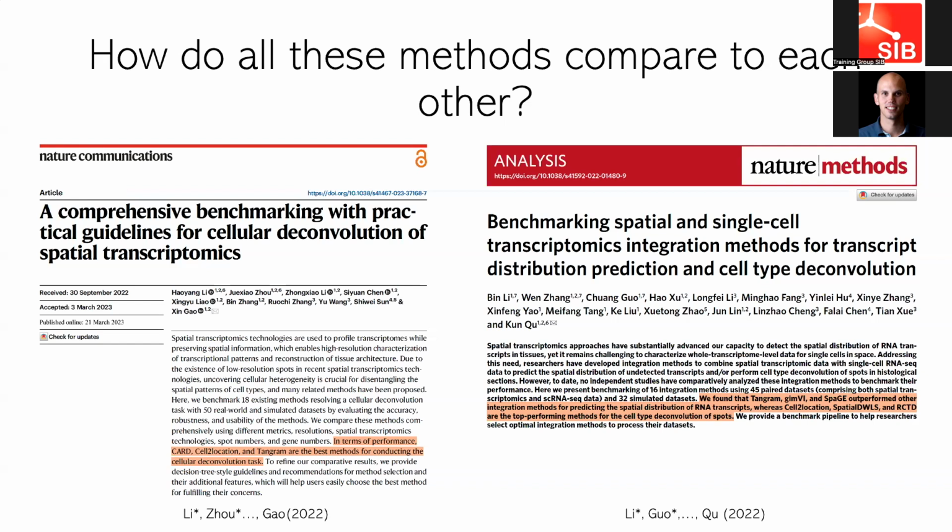Same goes for this paper. Here they did both deconvolution and prediction or imputation, so predicting genes that you haven't measured in space. In this case, Tangram, gimVI, and SpaGE did very well. And in terms of deconvolution, I think it was cell2location, spatialDWLS, and RCTD. So for deconvolution you already see there's one overlapping in the top three over here. That's cell2location. But again, if you are interested in this work, you should read the papers. This is a very simplified, naive way to report the results.